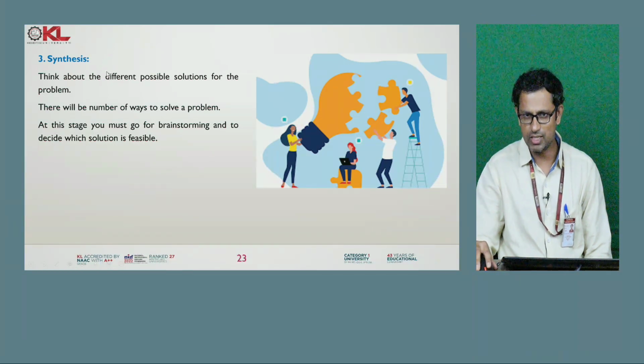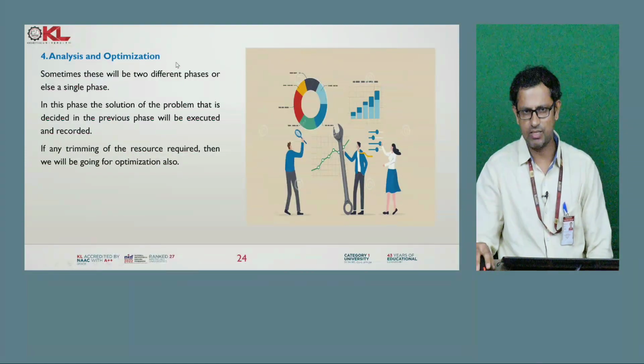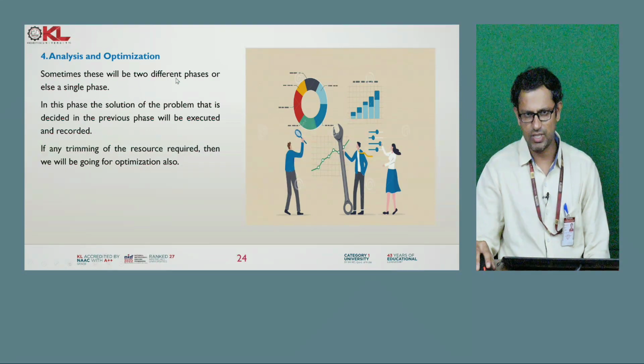While doing this synthesis step, you have to clearly understand the first step and second step requirements. That is why in the first slide we have seen all these processes are iterative processes. Okay. So now coming to the fourth step, what is the fourth step? The fourth step is the analysis and optimization. For example, in the previous step you have come up with two different solutions, or let us say with a single solution only we came.